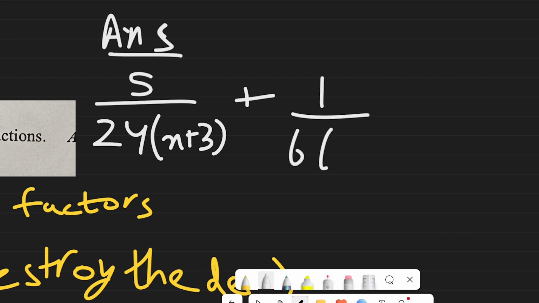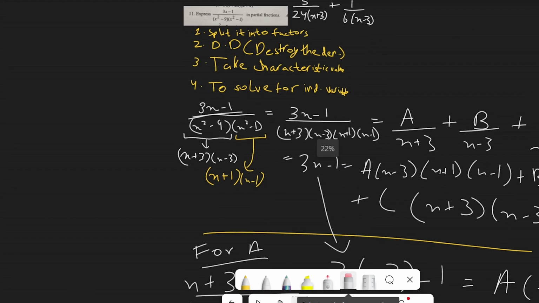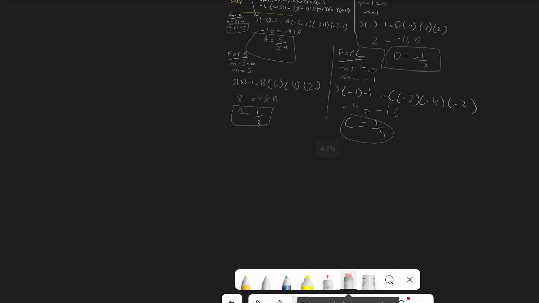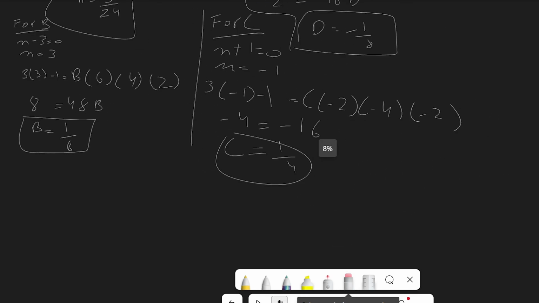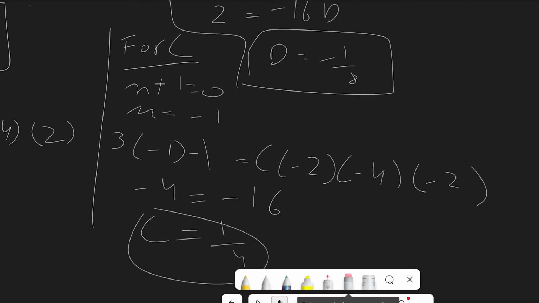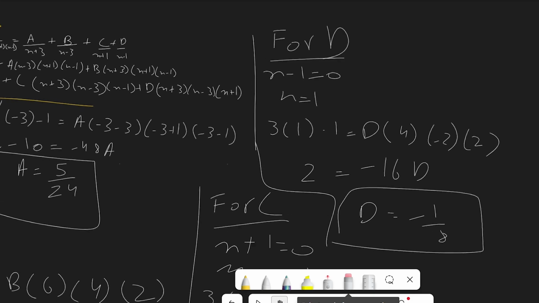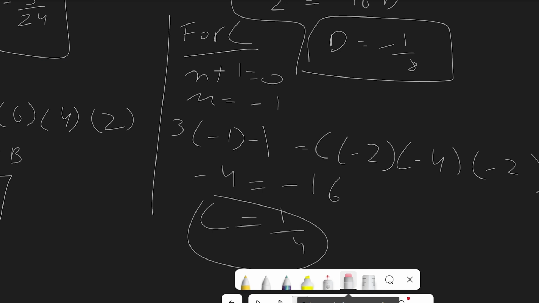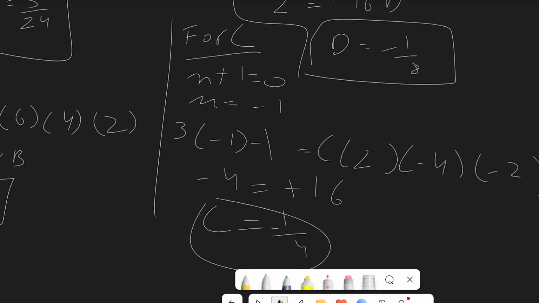Okay, then it is 1 over 6 x minus 3 for B. Then we have minus 1 over 4. Wait, is it minus 1 over 4? Ah! It is 1 over 4. Wait, where have I made a blunder? 3 into minus 1, it is minus 4. And then we have C's factors are x plus 3, minus 1 plus 3 is positive 2. I'm an idiot. As I said earlier, this can't be negative 2, this is positive 2. So this would be positive 16, and this would be minus 1 over 4.